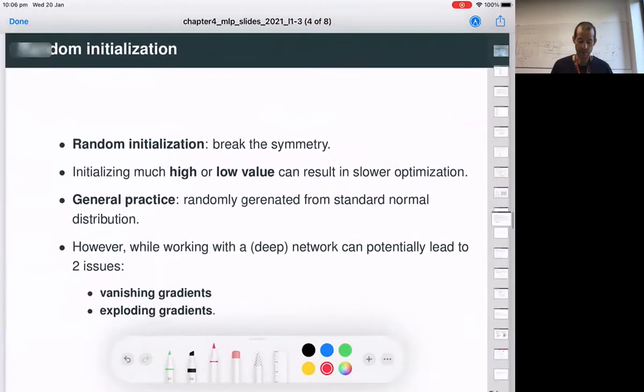So we generally need to do some random initialization to break the symmetry. But we also need to do something clever: not a high value of the weight and not a too low value of the weight. The general practice, which we will see more in the practical, is to randomly generate from a standard normal distribution.